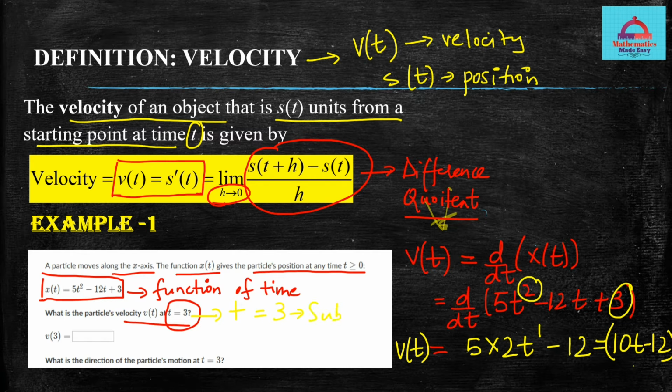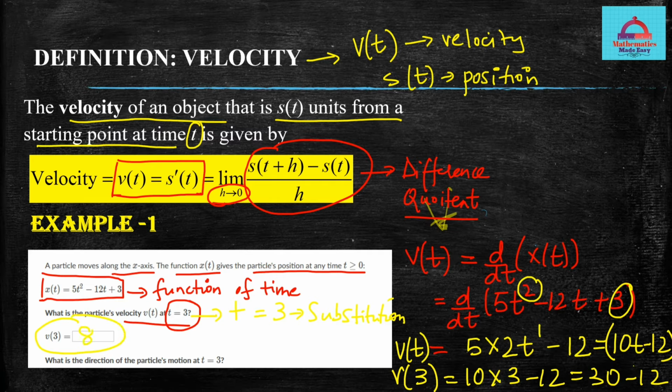So let's do the substitution. And when we do that, v of 3 is going to be 10 times 3 minus 12. So I want you to do that calculation. This is going to be 30 minus 12. So your answer here, v of 3, is going to be 8.